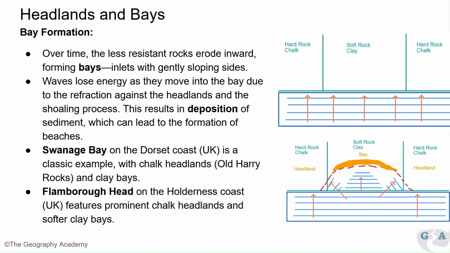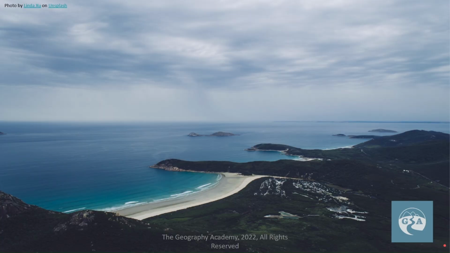So in total then we're just going to go through a step-by-step process of each one just to ensure that you can then explain it in a couple of points, making sure you have a chance then to bring your vocabulary into it. Flamborough Head and Swanage Bay are two examples there, where we have the headlands and bays. Here we see a good example of it.